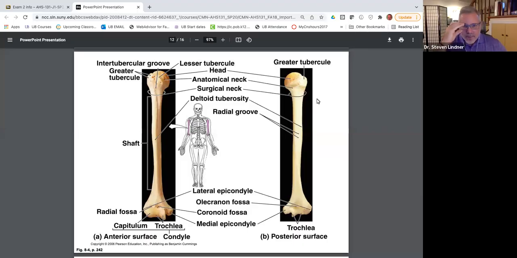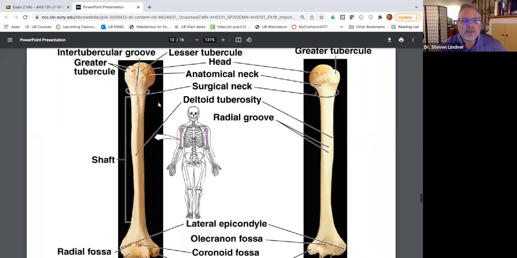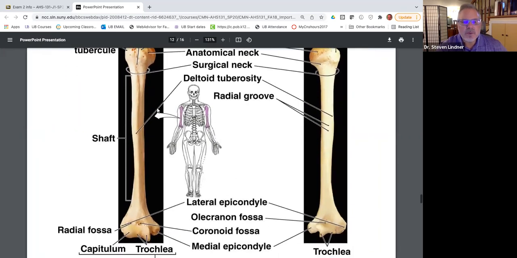Okay, welcome back, everyone. We are still on osteology. In a previous video, we looked at the clavicle and we looked at the scapula. Now we're moving down the upper extremity to the arm. The other term for arm is the humerus. So let's take a look at some of these structures on the humerus.